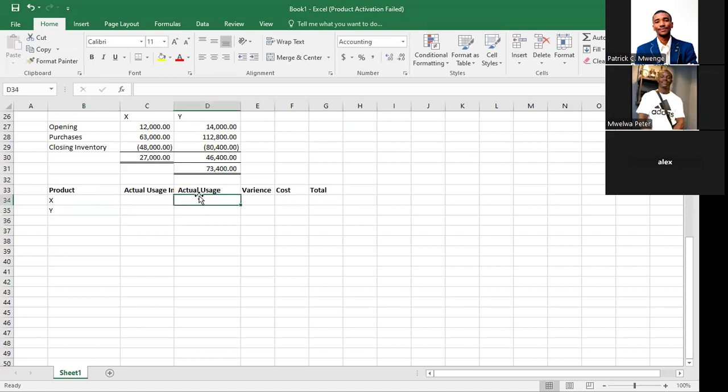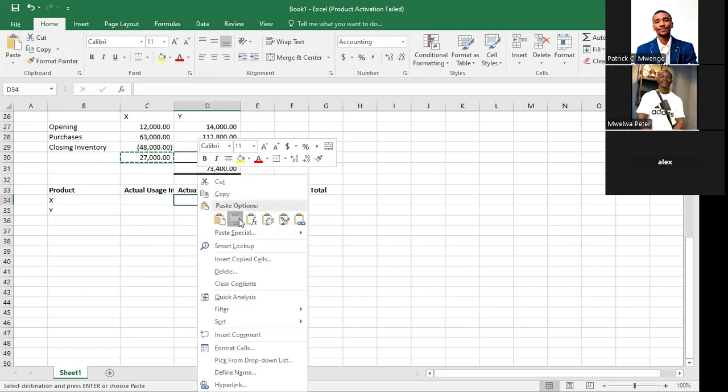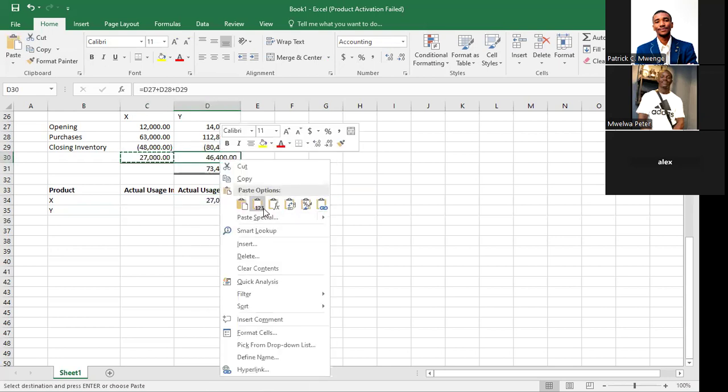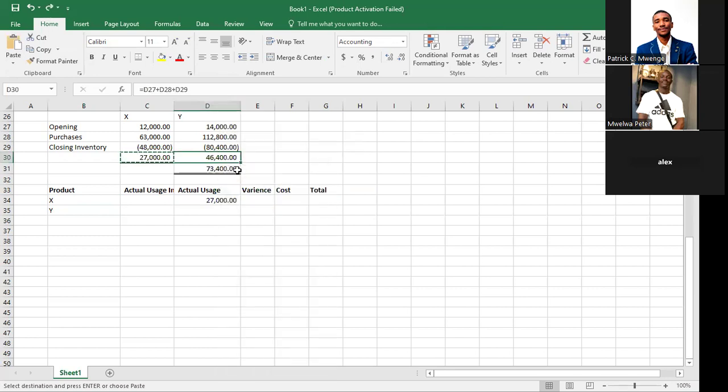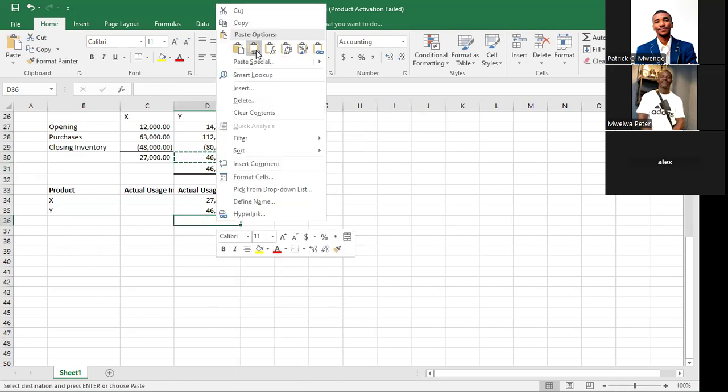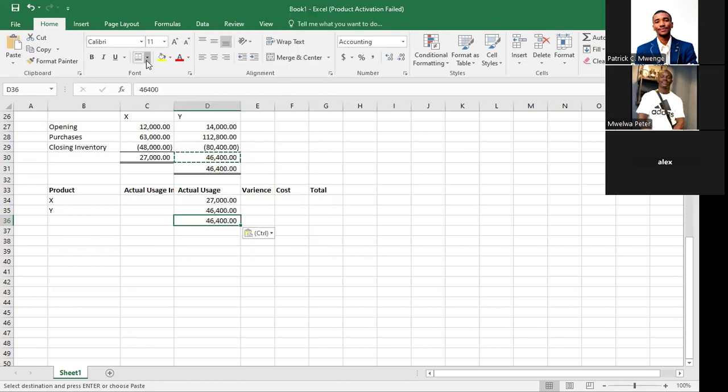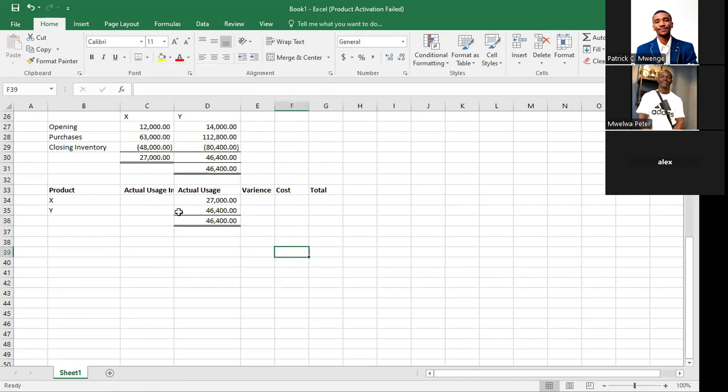What is the actual usage for X? You can see here, material X, we're using 27,000. We paste it there. Material Y, we're using 46,400. We copy that amount and paste it there. And then lastly, we also copy the total. Instead of calculating, just copy the total, right? Even the total, we paste it there. So this is our usage, right?